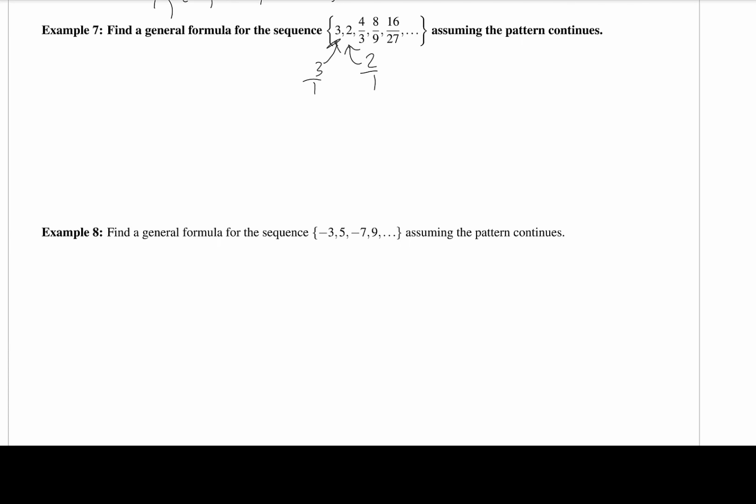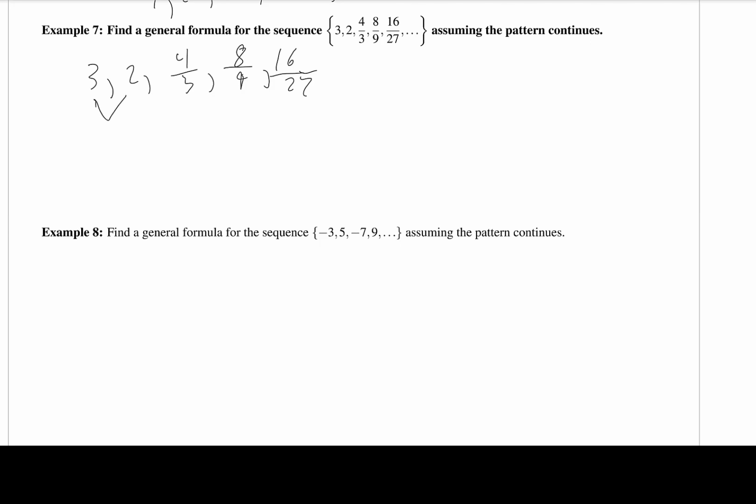Well, it doesn't make a whole lot of sense to me. So instead of looking at this as numerators and denominators, I just want to look at this sequence and think, what do I have to do to one number to get to the next number? This is often another strategy of figuring out what our sequence is going to be.